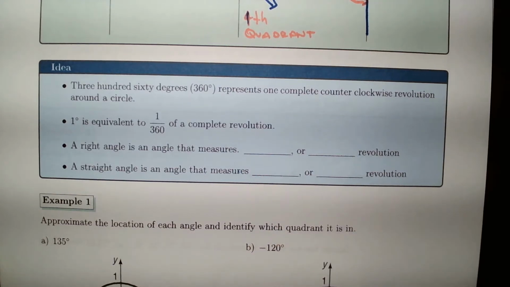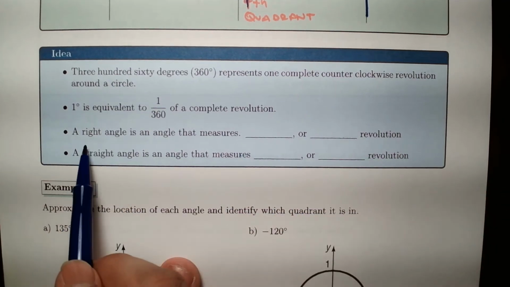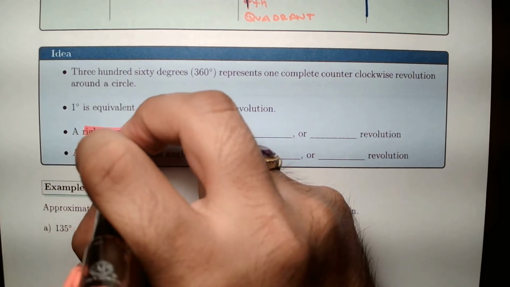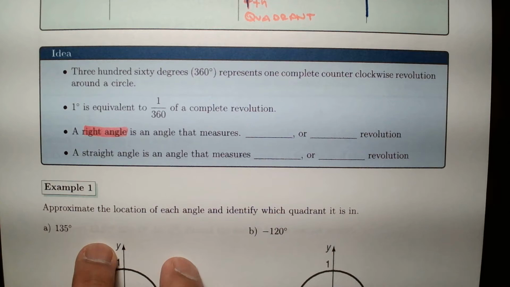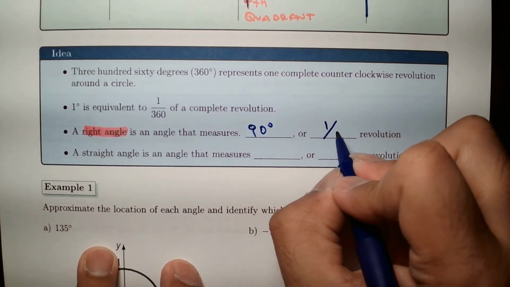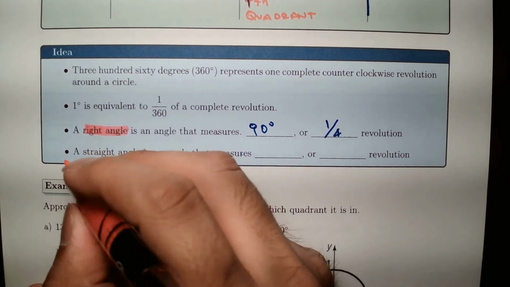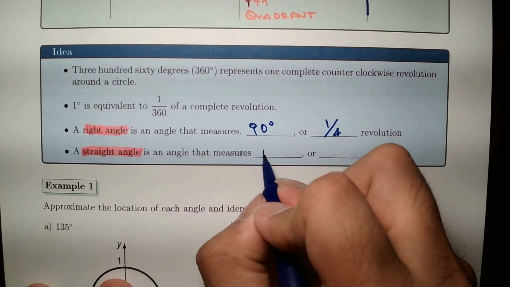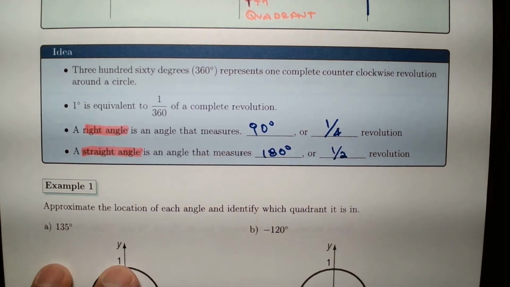Special definitions, or special vocabulary that you may have heard before: right angle. We know what a right angle is, which in this case measures 90 degrees or 1/4 of a revolution. On the other hand, we have another special angle, which is the straight angle, which measures 180 degrees or 1/2 of the rotation.